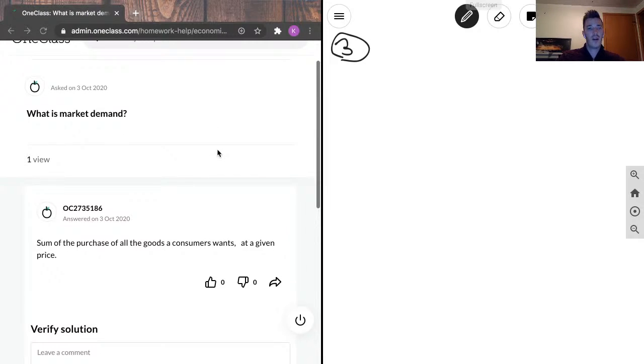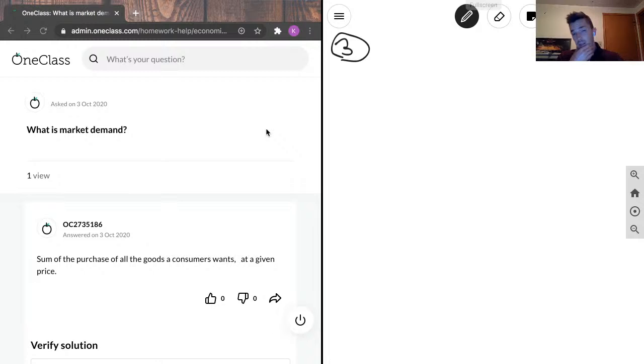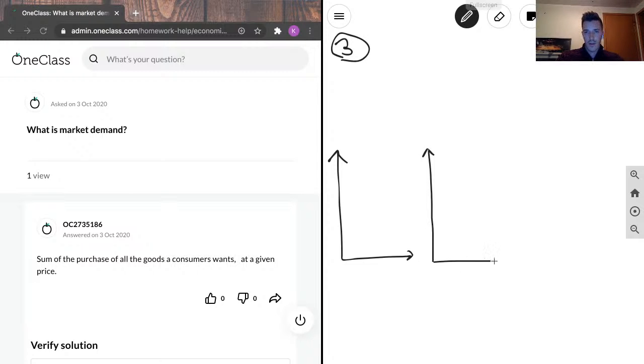Question 3, what is market demand? And what Janine The Tutor has written is, because it is the sum of the purchase of all the goods a consumer wants at a given price. This is true. So something that's probably important to note is that you can sum across demand curves. I'm doing this by memory, so I may need to look it up at some point.